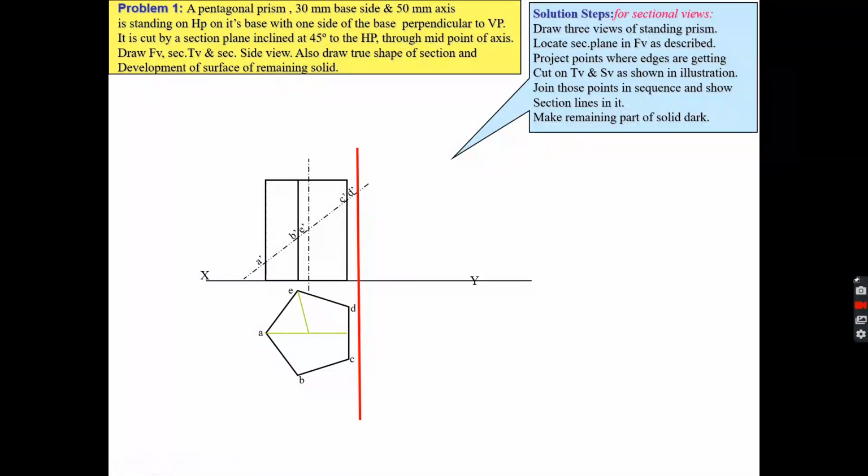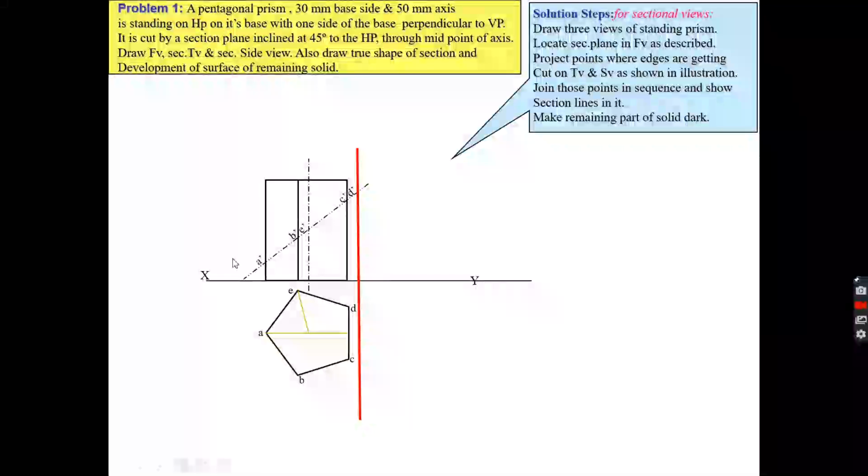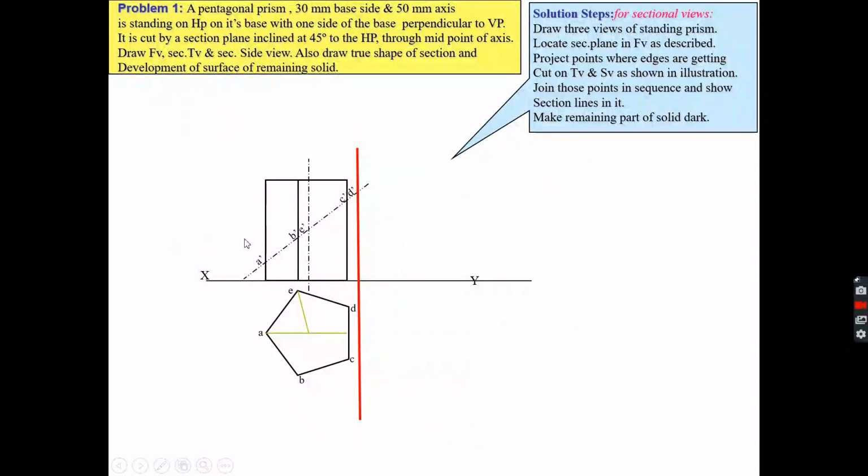Okay, so after that you have to make the side view. As I told you, the side view can be on this side and this side of the front view, depending upon from where you are looking at the solid. If you look at the solid from here, your side view will be on this side of the front view. If you look at the solid from this side, your side view will be on this side of the front view. So suppose you are looking at the solid from this side.